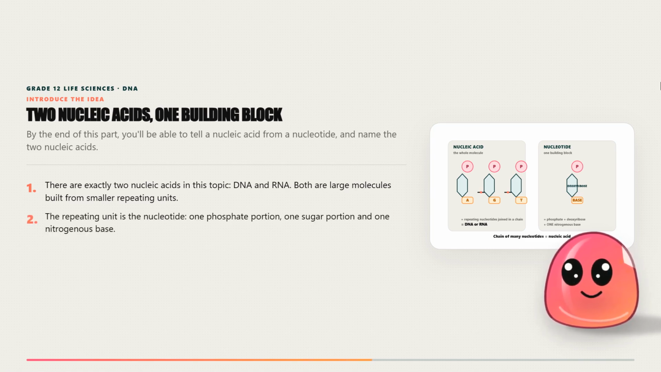So the whole point is scale. A nucleotide is a single building block. A nucleic acid is the long chain built from many nucleotides joined together. Keep the sizes straight, and the multiple choice answers itself. DNA and RNA are the chains. A nucleotide is one link in the chain.